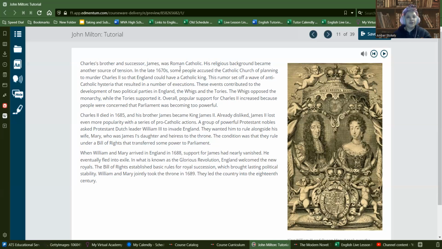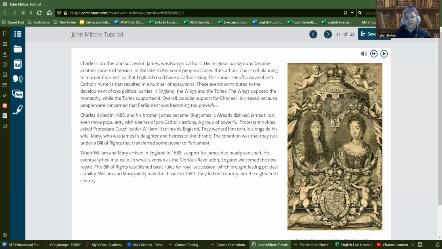So we get a little more information in paragraph 2 about King James II, who took over after King Charles. So we know that he was disliked already. We just went over that. And because he passed some laws that were pro-Catholic, after all of this happened, he lost even more popularity.